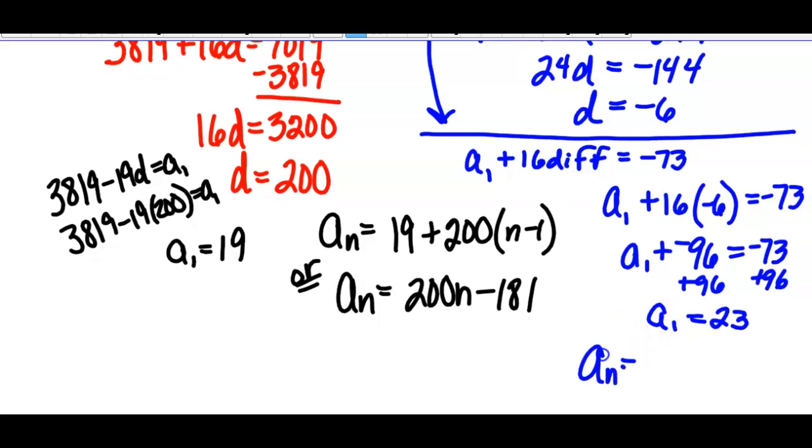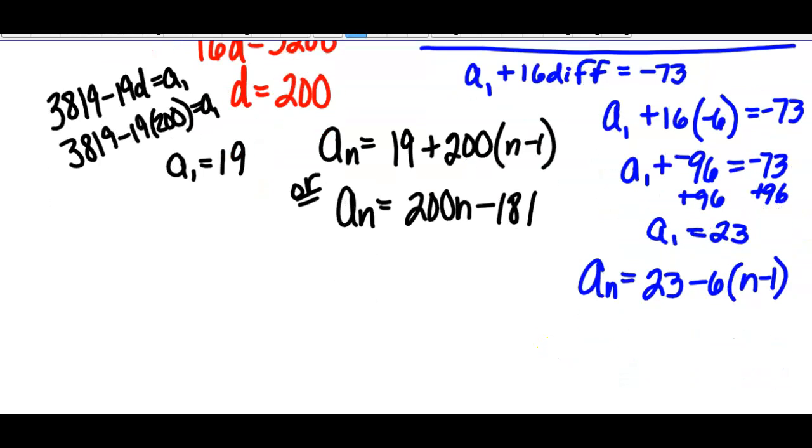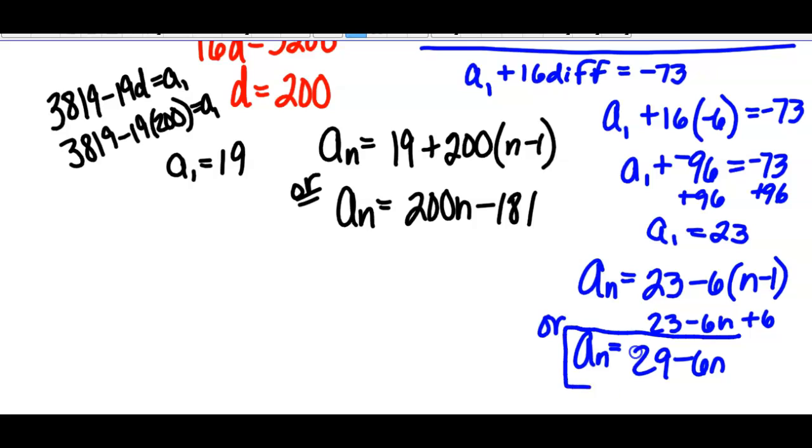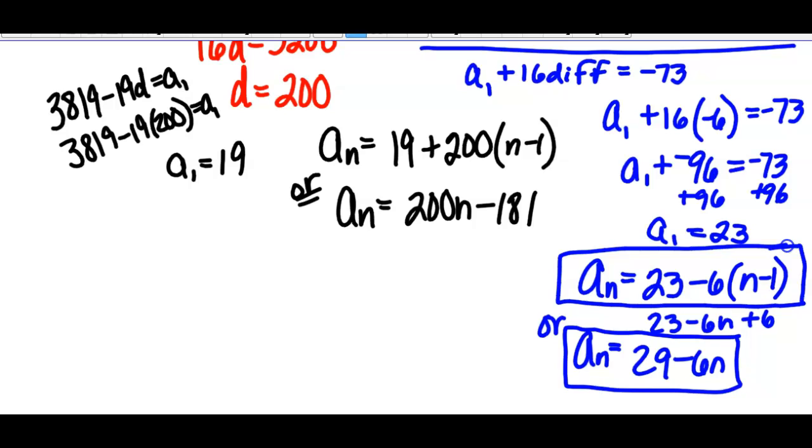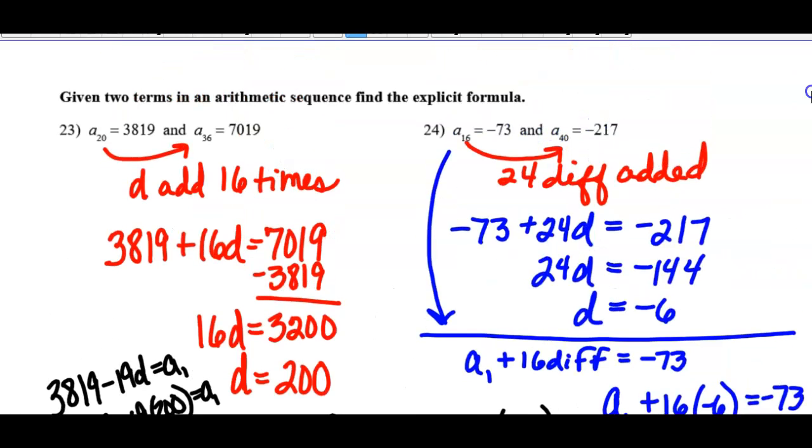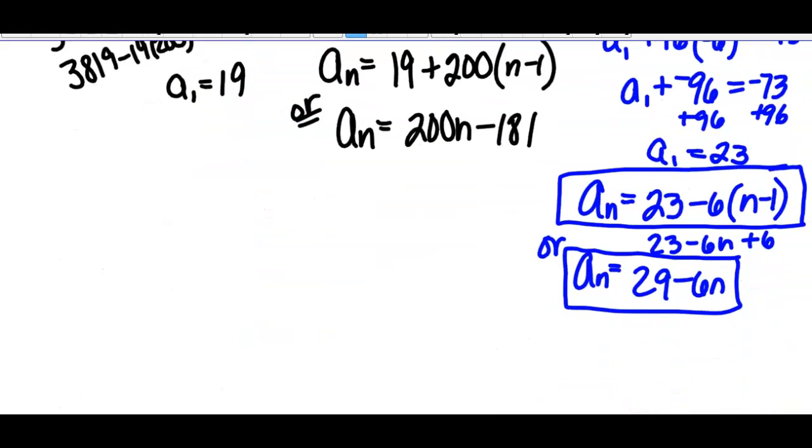So my sequence would be a sub n equals 23 minus 6 times n minus 1, which if you simplify, let's see, would be 23 minus 6n plus 6, which is 29 minus 6n. And I really don't care if you leave it like this. All right, is that what they asked for? Just the explicit? Did I miss anything? Okay. And now if it asked for, like, what is the 30th term, you just put a 30 in.